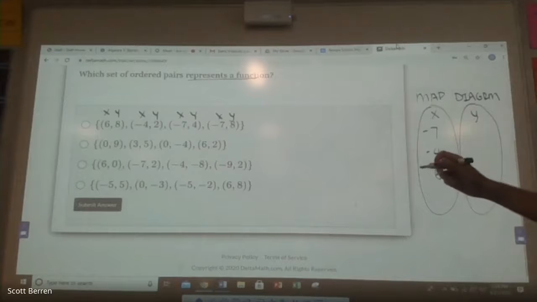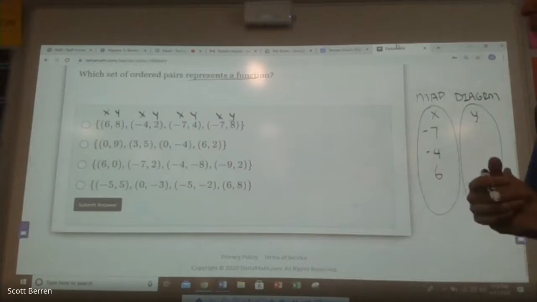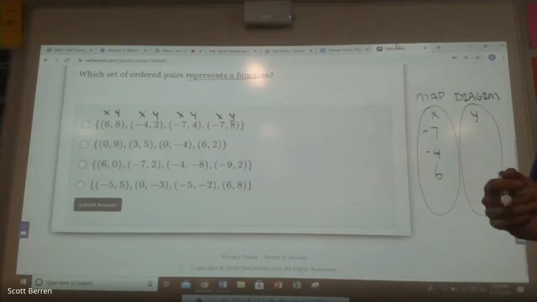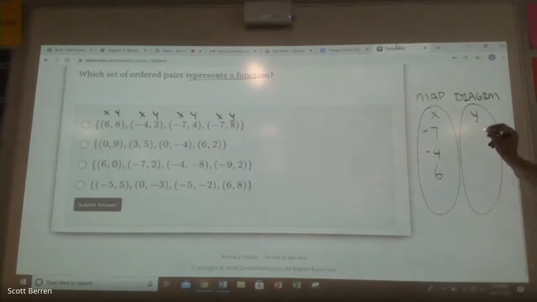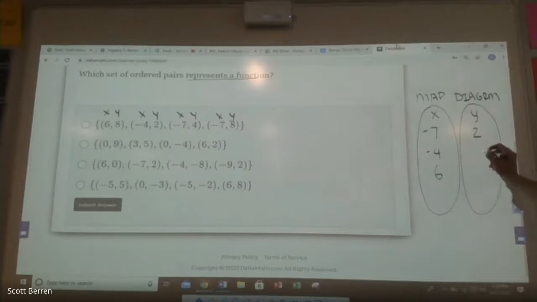Same thing with my Y values. Take a look at the Ys. I've got 8, 2, 4, and 8. What's the smallest Y value? It was 2. Next smallest Y value was 4. And the next smallest was 8. And I only write it down once. And now I connect some lines here.